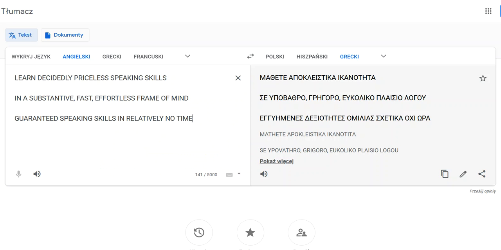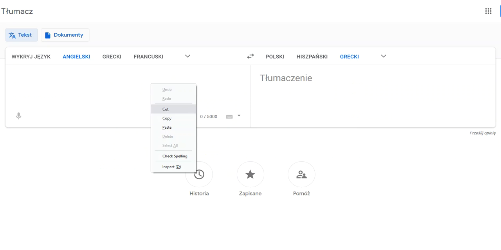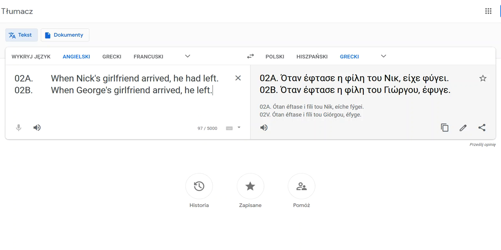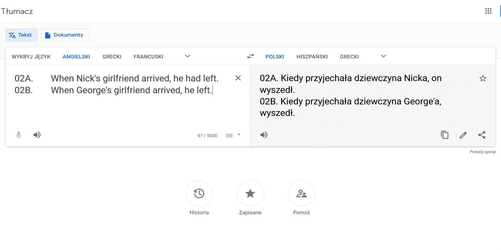Has already been translated, so now, okay. Go to Polish. Kiedy przyjechała dziewczyna Nika, on wyszedł. Okay. Kiedy przyjechała dziewczyna Georgia, wyszedł. So it's wyszedł and wyszedł. No difference in Polish. But that's not the same in English, okay?